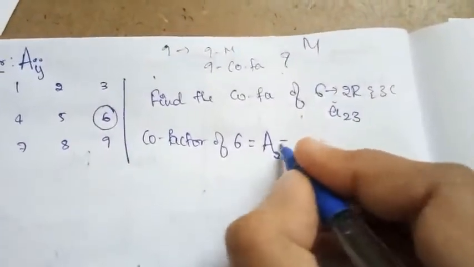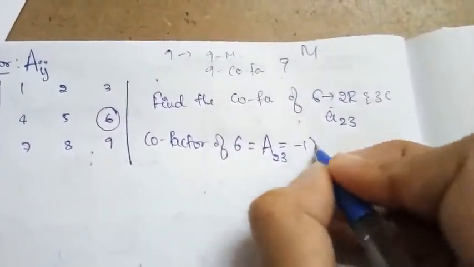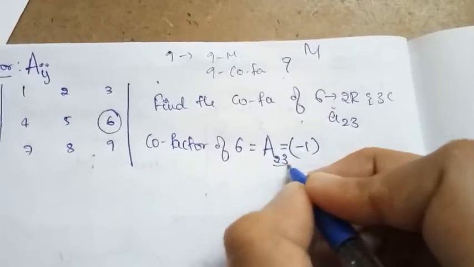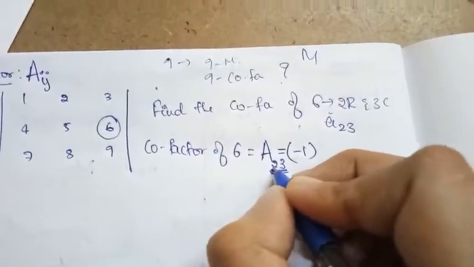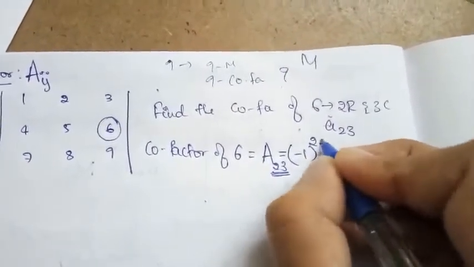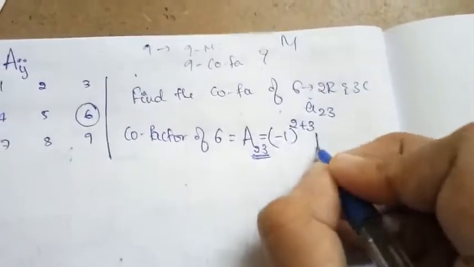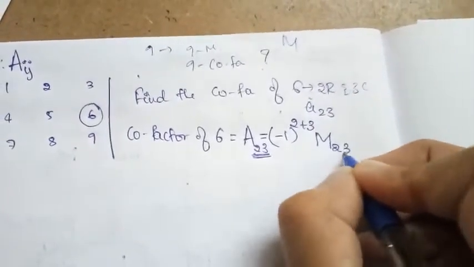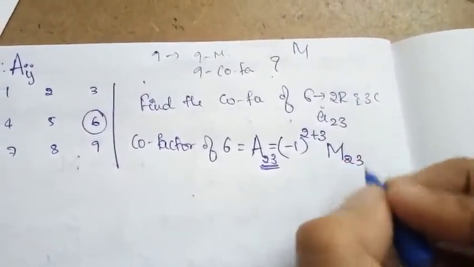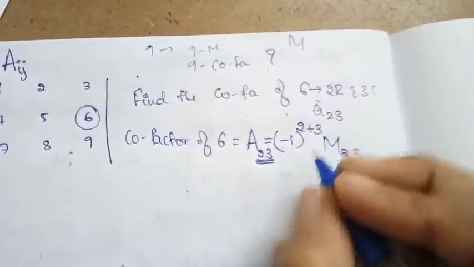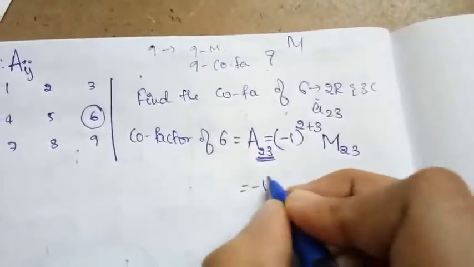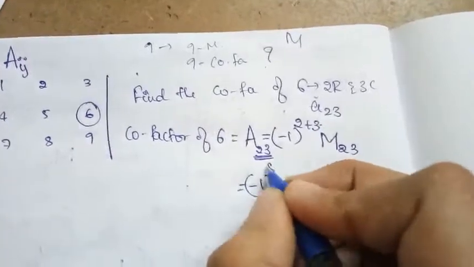How are we finding it? That is minus 1 to the power of the suffix, that is 2 and 3, so 2 plus 3, into M23, where M23 is the minor of this element. So that is minus 1 to the power 2 plus 3, which is 5.